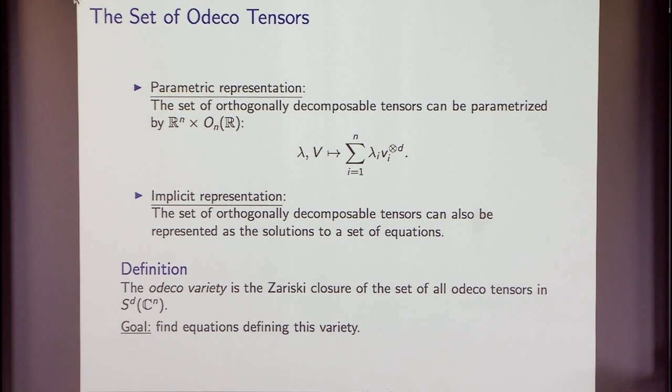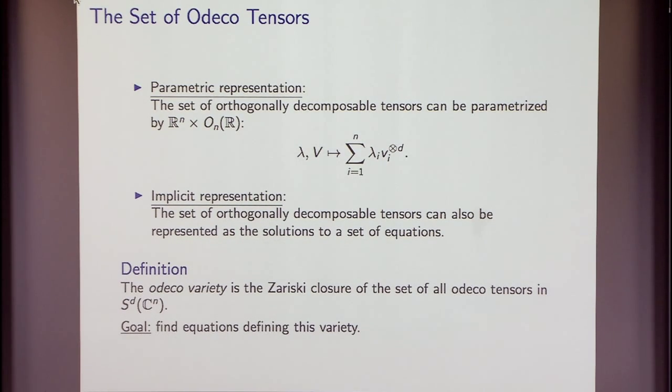Can we find equations that define the variety of orthogonally decomposable tensors? Okay, so the Odeco variety is going to be the Zariski closure of the set of Odeco tensors, now in S^d of C^n. So we take complex. Is it a closed variety or not? Well, the way I've written it, it has only real numbers, but over complex numbers. Is it Zariski closed?